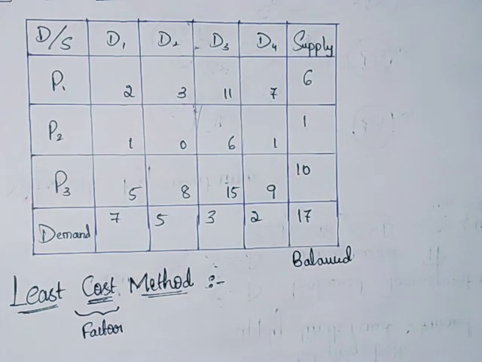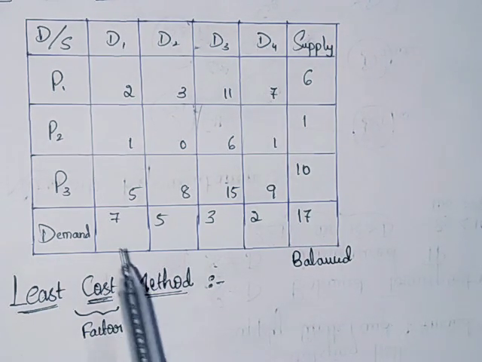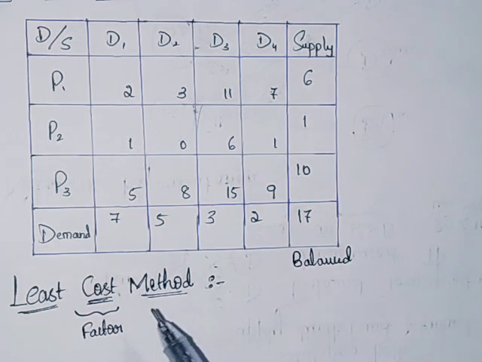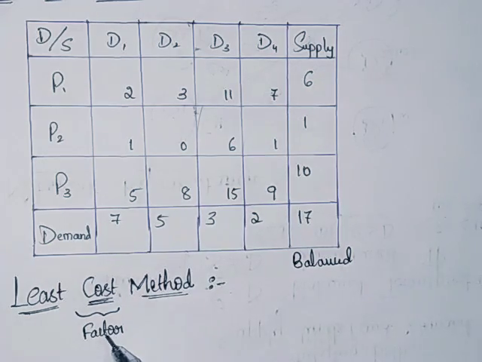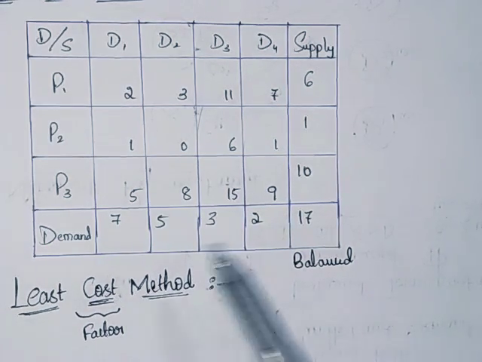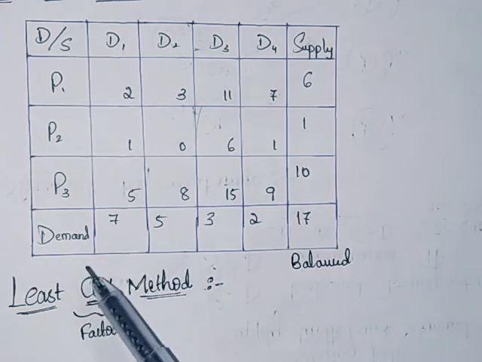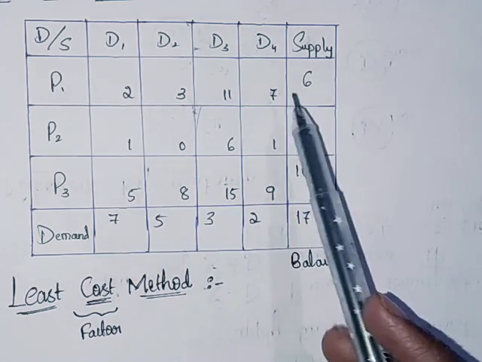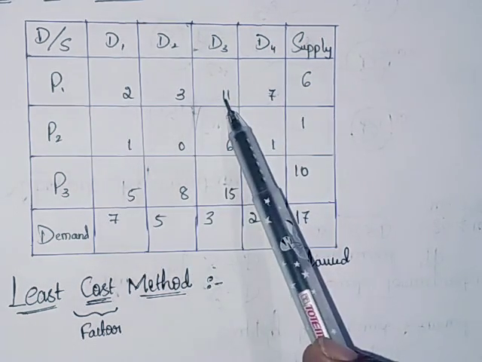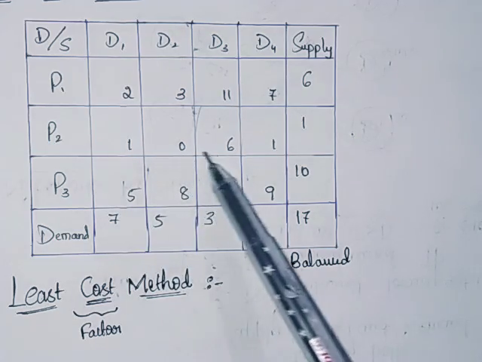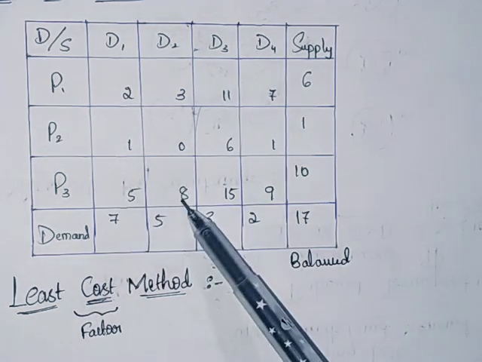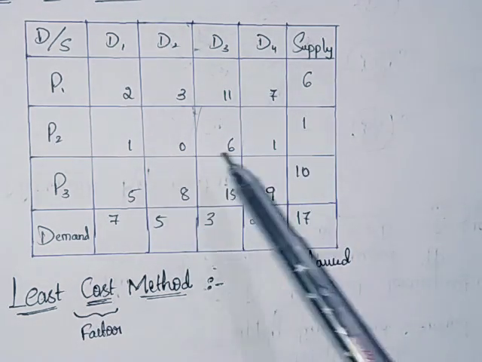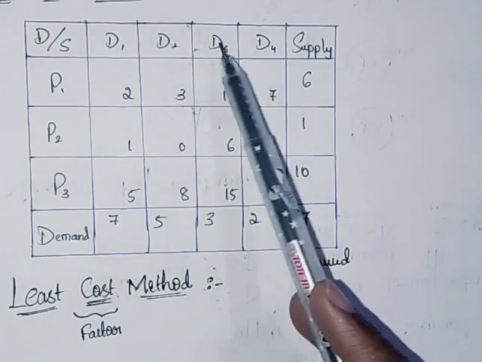Now let us understand the procedure to assign the units under the least cost method. As I said earlier, the least cost method concentrates on the cost factor. That means the assignment of units must always start from the cell which has the lowest cost. In the tabular representation, the values 2, 3, 11, 7, 1, 0, 6, 1, 5, 8, 15, 9 represent the cost of transporting each unit from the different plants to the different destinations.